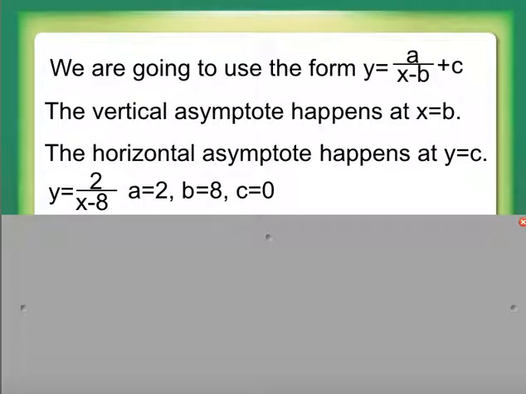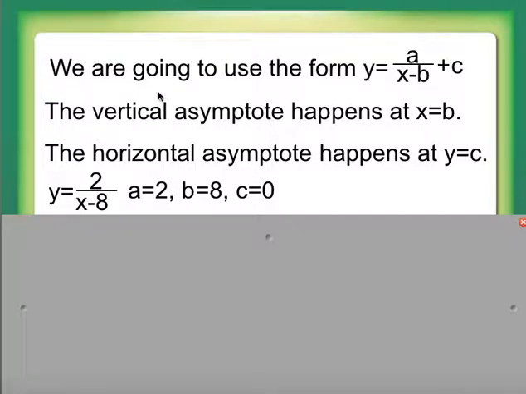Alright, so just putting this in slightly different terms, saying it again, the vertical asymptote happens at x equals b. That is my excluded value for x. And the horizontal asymptote happens at y equals c. That's what would make that left side, if we were to change this formula around a little bit.